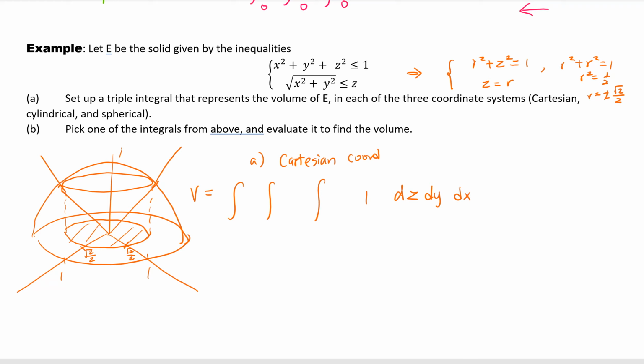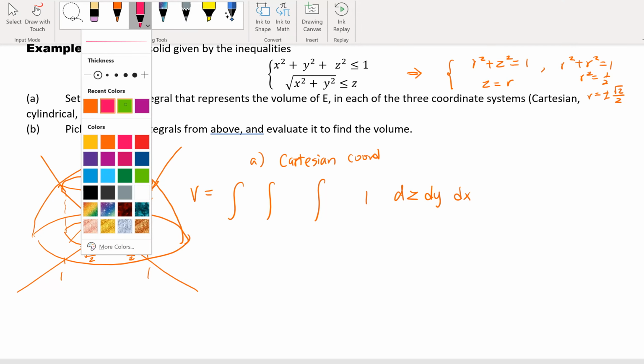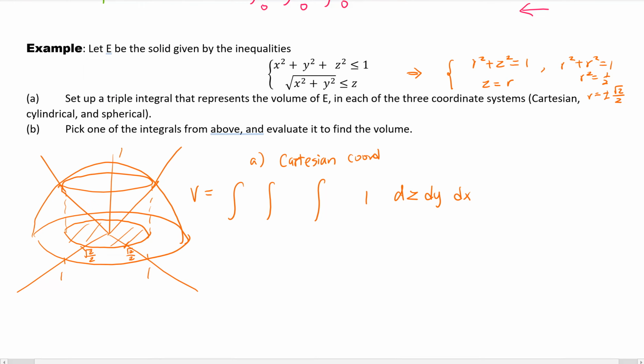That's my habit. So what do I do here? Let me use a different color, then you can see what I draw on it. Okay, so let's do dx. We look from the outside to the inside. For dx, x is from, not only 0, because it's the whole disk, it's minus root 2 over 2 to root 2 over 2.